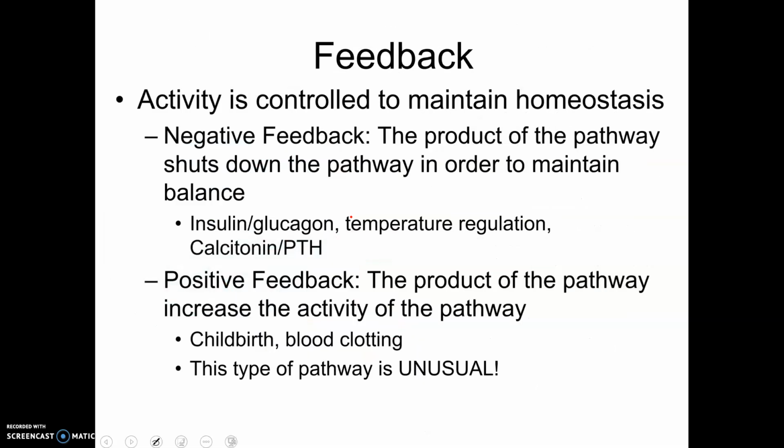All right, and then to summarize, one last thing about feedback. Negative feedback is very common in your body. This is, again, maintaining homeostasis. Positive feedback is where the product of a pathway causes the pathway's activity to increase. This would not normally happen in your body. If getting hot caused your body to make you hotter, that would not be a good thing, right? But childbirth and blood clotting are 2 examples.